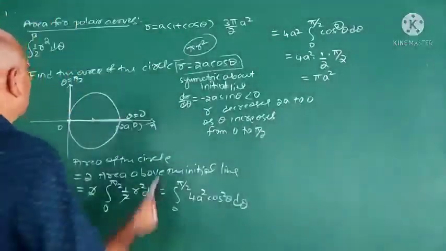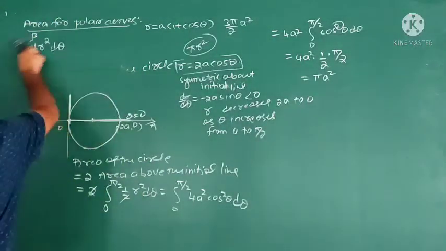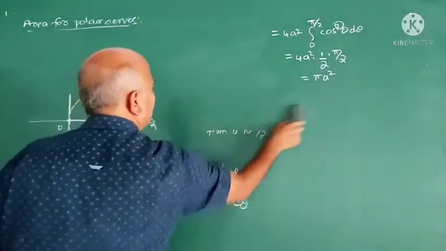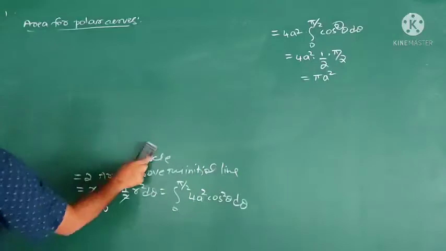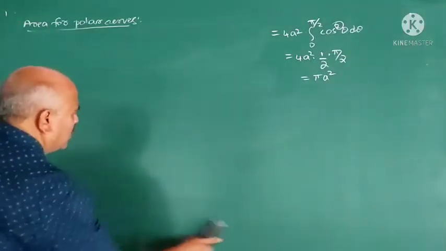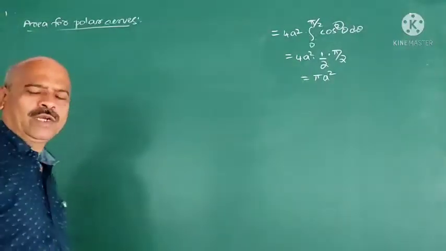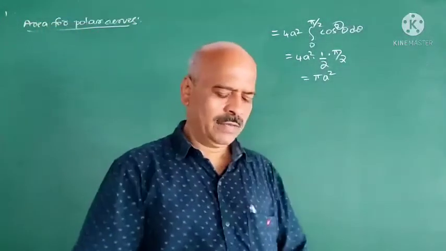I think all have followed this one. We have applied a formula here. What is the formula? Half r square d theta. That is the formula for the area under the polar curves, alpha to beta, half r square d theta.